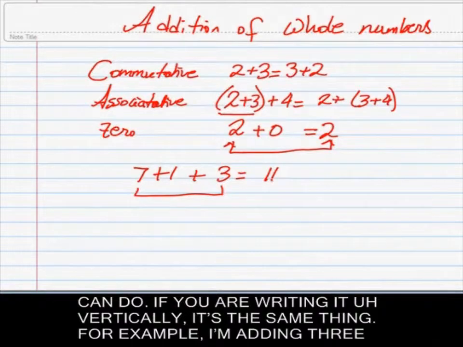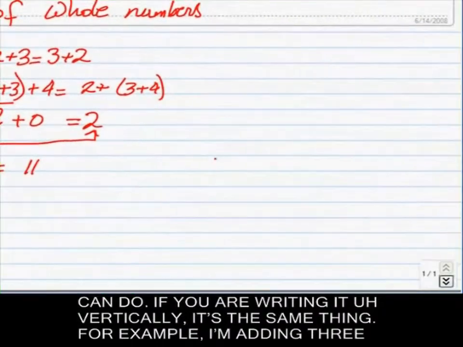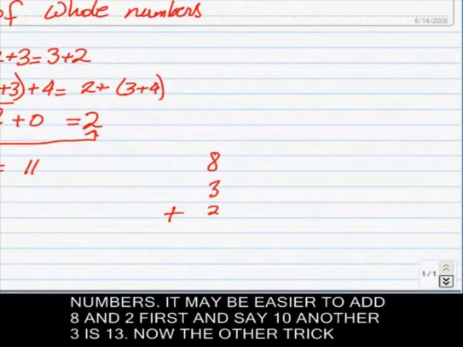If you're writing it vertically, it's the same thing. For example, I'm adding three numbers. It may be easier to add 8 and 2 first and say 10. Another 3 is 13.